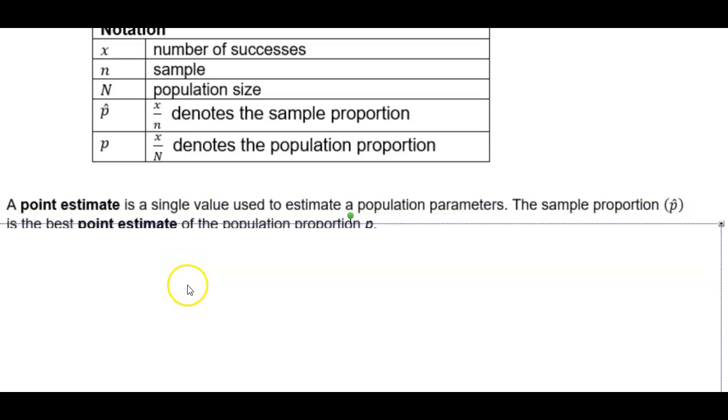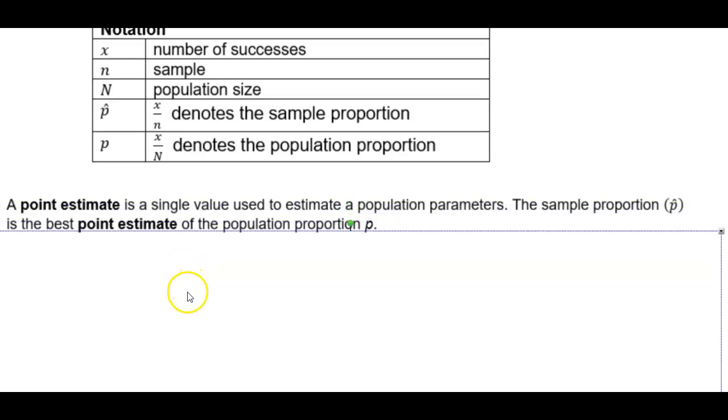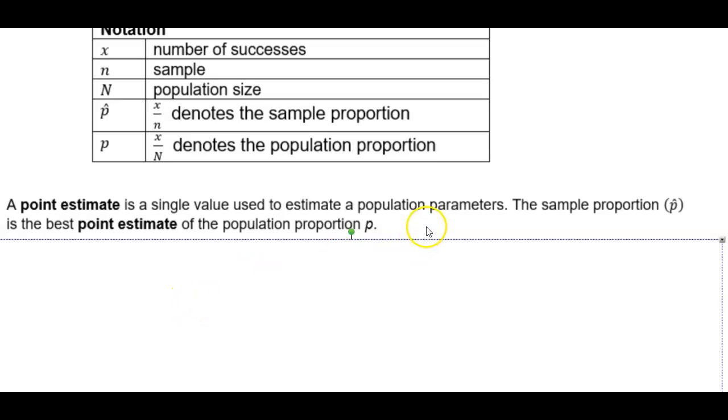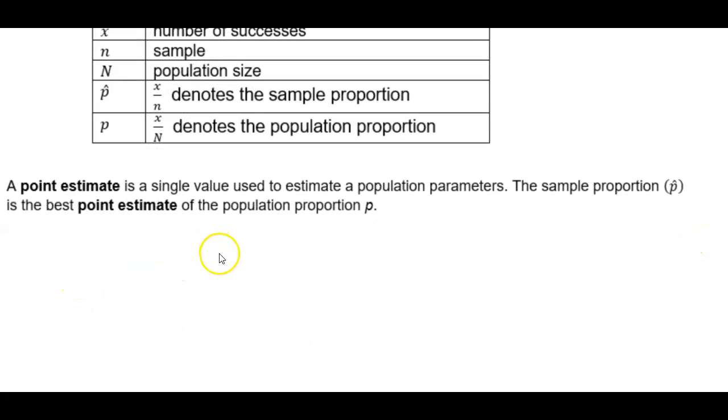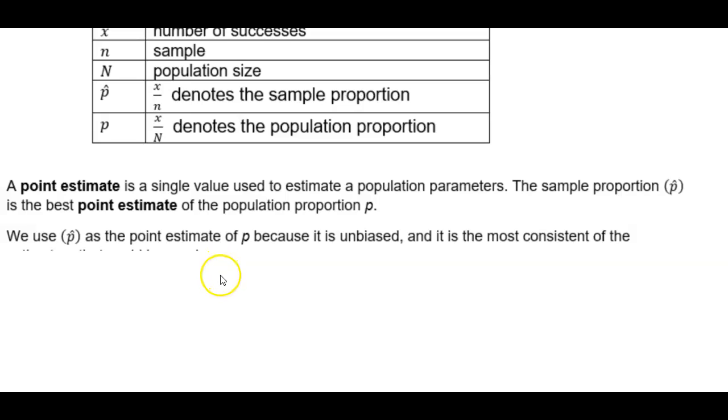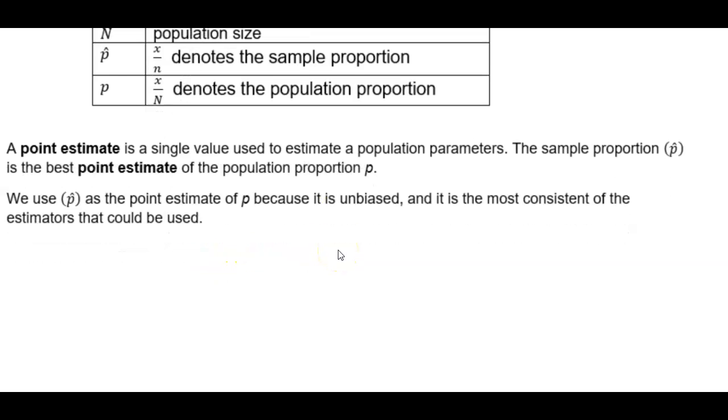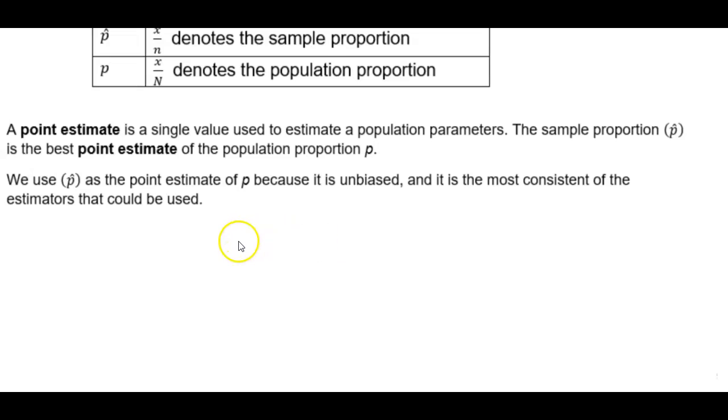Now, a point estimate is a single value used to estimate a population parameter. The sample proportion p hat is the best point estimate of the population proportion p. We use p hat as the point estimate of p because it is unbiased, and it is the most consistent of the estimators that could be used.